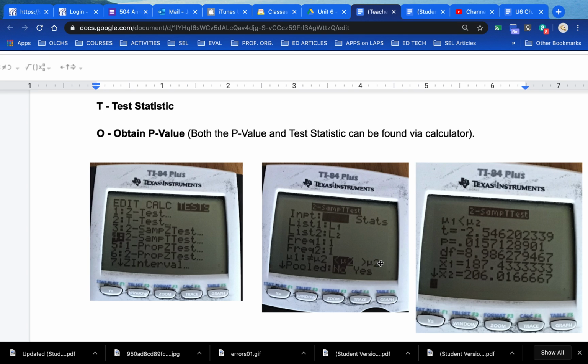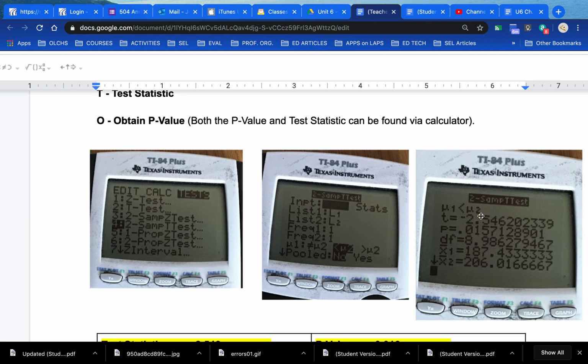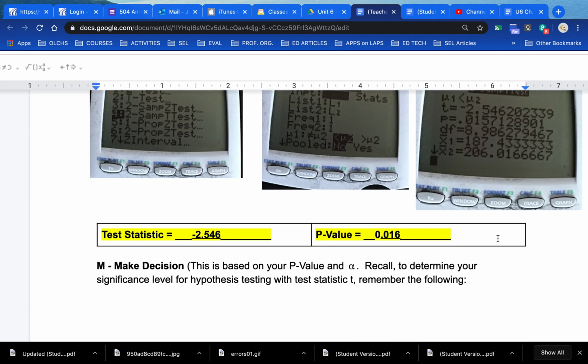So again, this is where you would have maybe picked that. It's not going to affect anything. The only difference is you'd have a positive test statistic where I have a negative one. The p-value would be the same. So you can see for my example, my test statistic was negative 2.546 with a p-value of 0.0157. Now, you can go ahead and put those in there.